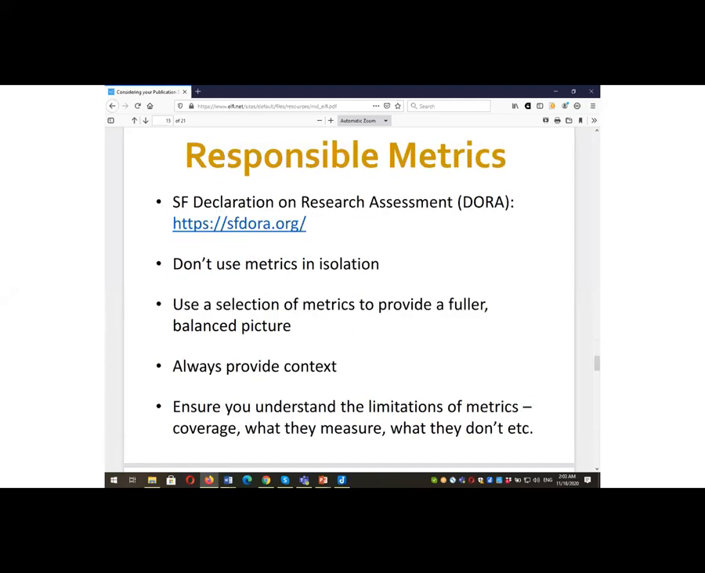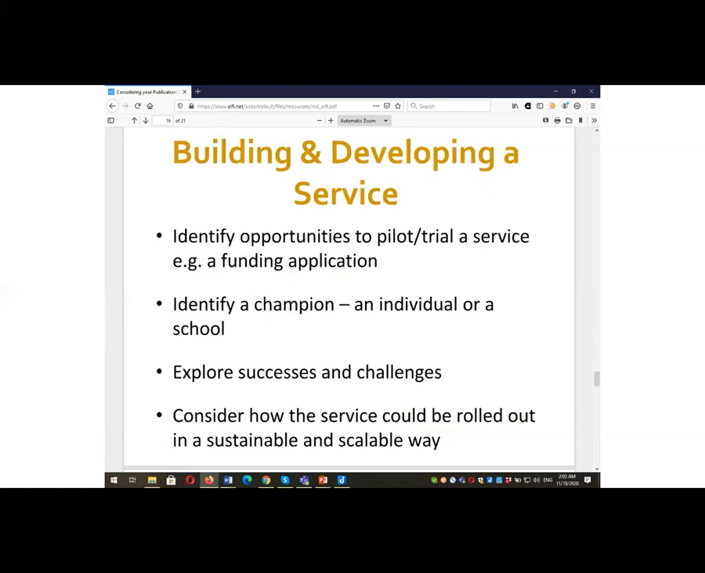Responsible metrics we already discussed, the San Francisco Declaration on Research Assessment. Metrics should be used in a broader context, with diverse types of metrics, a selection of metrics to provide a fuller, balanced picture in context. And if metrics are used, then the limitations of those metrics should be stressed, what they cover and what they don't cover.